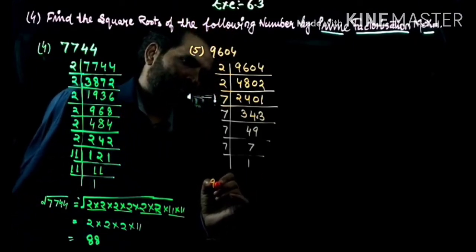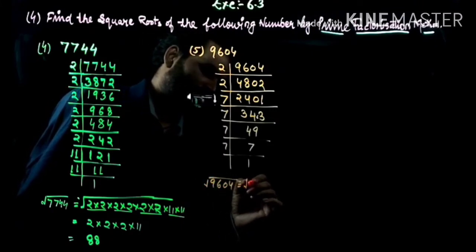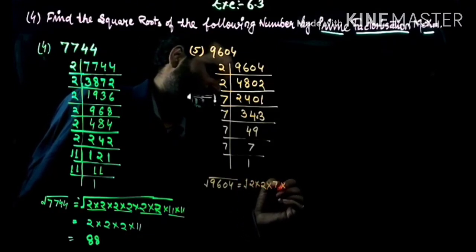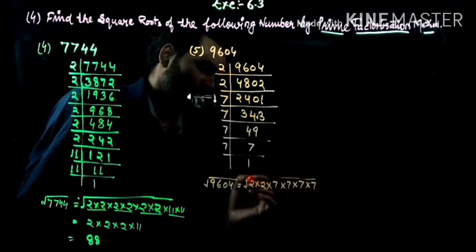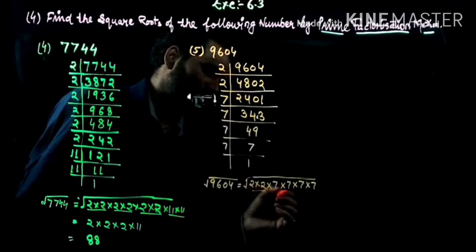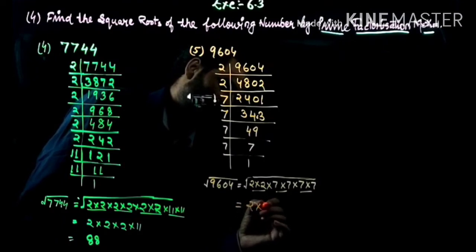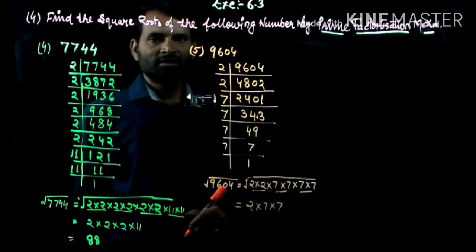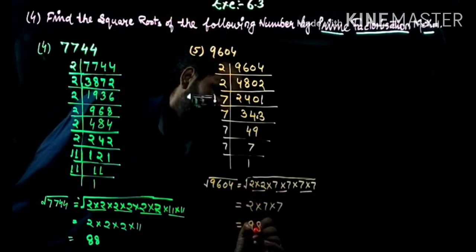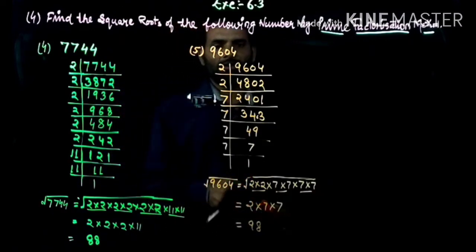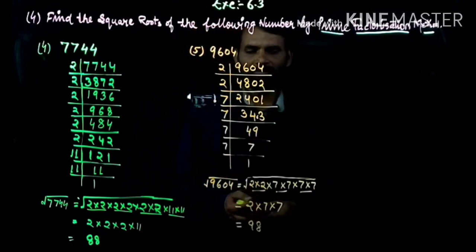You will write 9604 under the root, and that 2 into 7 is 4 times, right? 7 is 4 times. Okay, they write one pair, second pair and third pair: 2, 7 and 7. So 7 7s are 49, and 49 multiplied by 2 is 98. It means the square root of 9604 is 98.